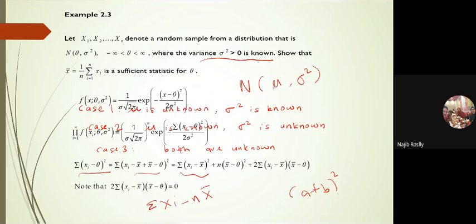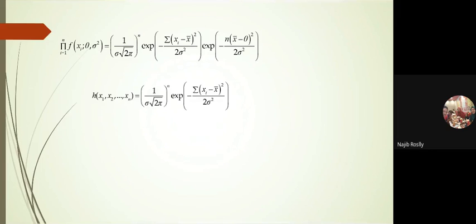Since this term is already 0, what we have here is just this function. Since sigma square is known, this is your function T. In this case, your sufficient statistic T(x) is just your x bar. So in this case, x bar is a sufficient statistic for theta.